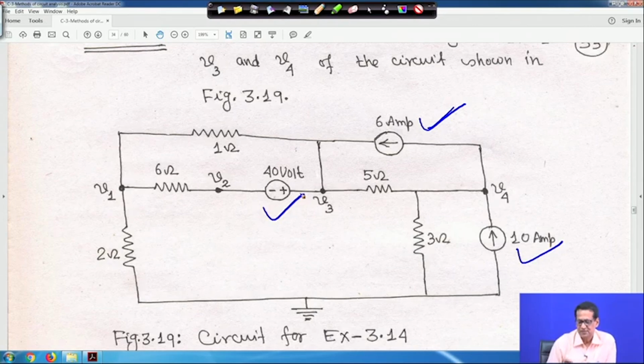Then find out the power absorbed in each resistor, and check whether the power absorbed is equal to the power supplied. If you get a match, then your answer is correct; otherwise there is some calculation error somewhere. So, this is an exercise for you, you should do it, right.